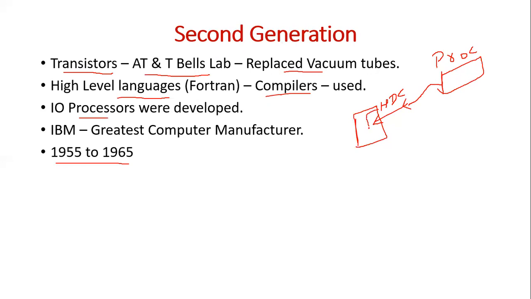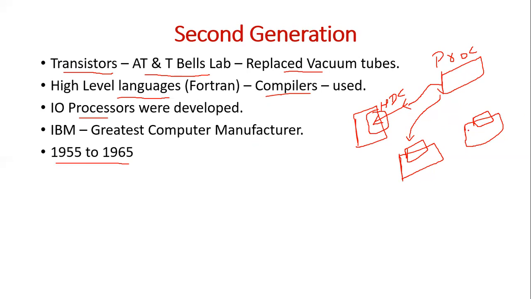There are no such controllers in the IO devices. Everything the processor has to do by itself. Nowadays, if you take any device, like a printer, there will be a printer controller, so the processor only has to signal the printer to do this. And if you take a keyboard, there will be a keyboard controller. But prior to the second generation, there were no controllers in any IO devices.